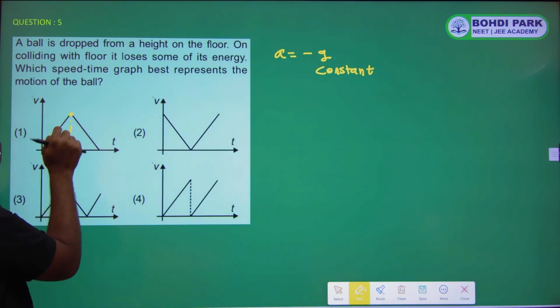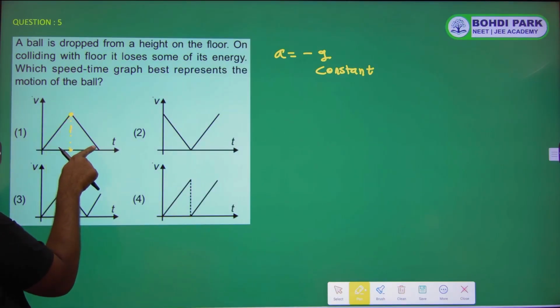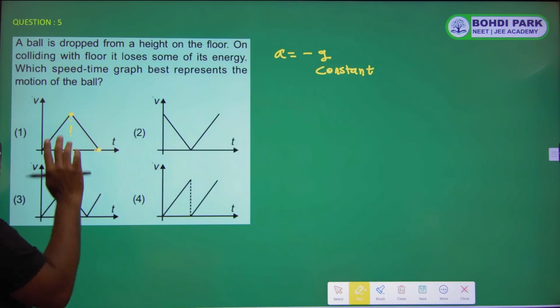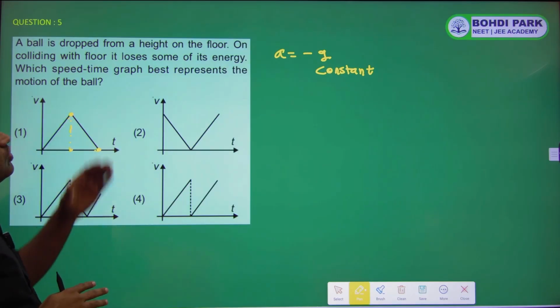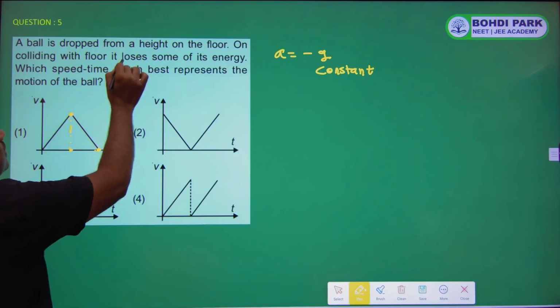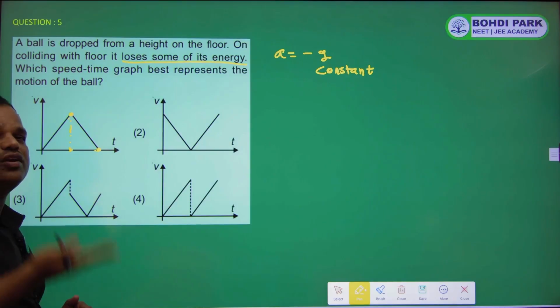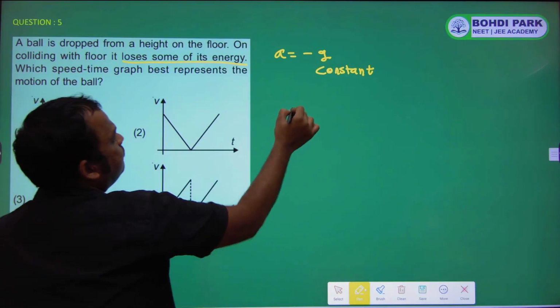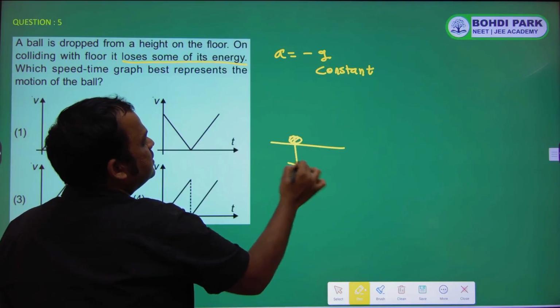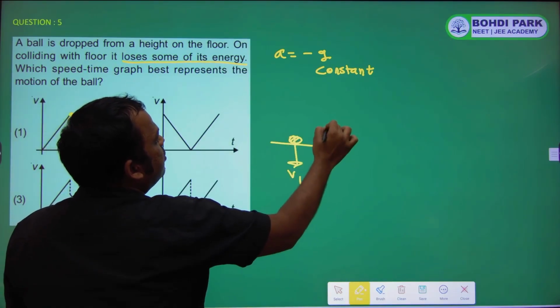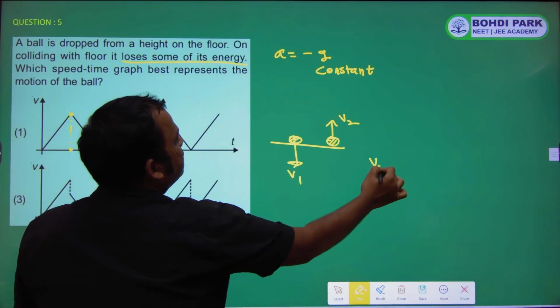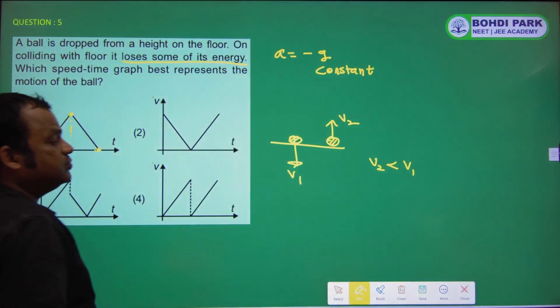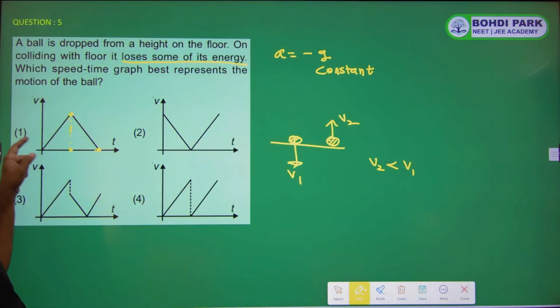So just after that the speed is same and now it is decreasing, then at the topmost point speed becomes 0. But according to the question it is losing some energy, so the speed of rebound is not same. It is hitting with speed v1, so it is rebounding with speed v2, and v2 is less than v1. So clearly first is not the answer, it is wrong.